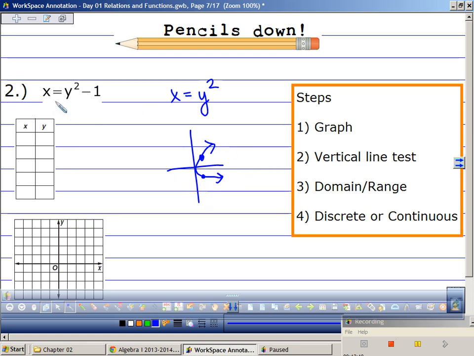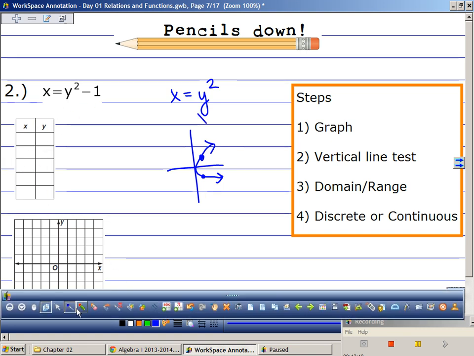So that being said, just guess, don't tell me, but just guess what you think x equals y squared minus 1 is going to look like. And I'm going to use this table of values, and we're going to make sure we know what it looks like.